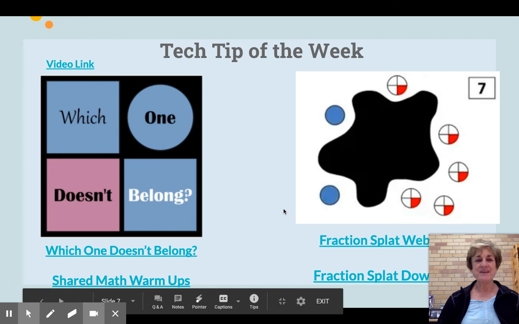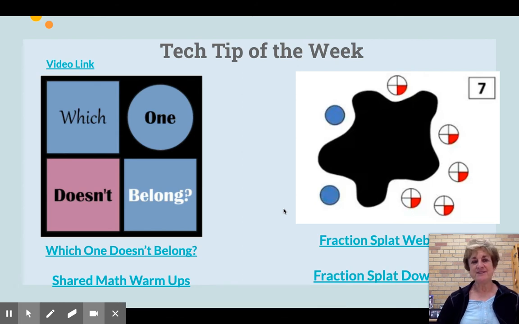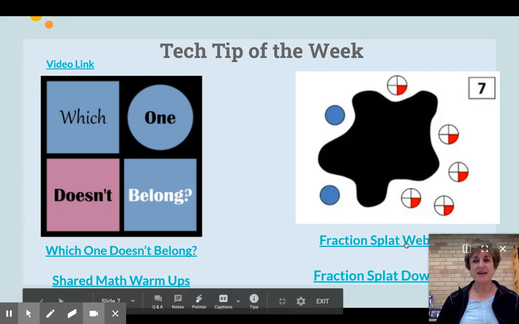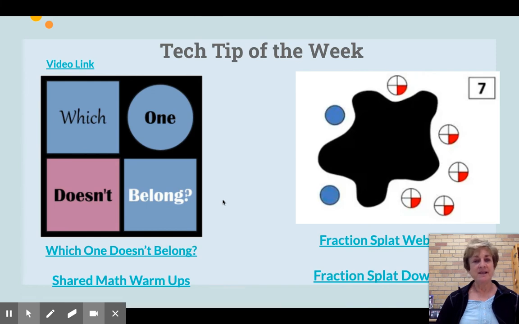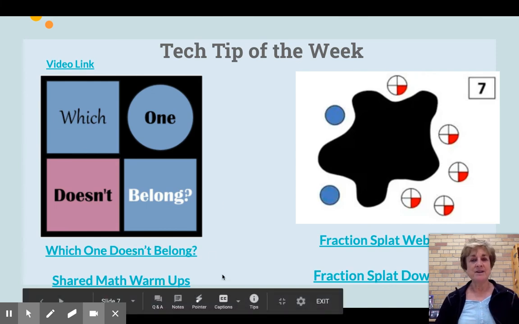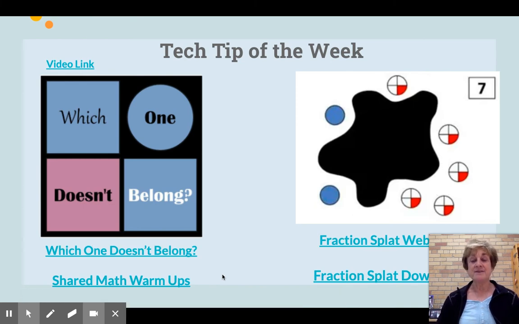The tech tip of the week, I have two different sites, the Fraction Splat and the Which One Doesn't Belong. The links are already made resources that are ready to go for you to use. The Fraction Splat website by Steve Weborny, I believe that's how you pronounce his name. It really explains a lot about fraction splat, highly visual, very effective to draw in engagement and conversation around fractional thinking. And then the Which One Doesn't Belong can really be used for anything.